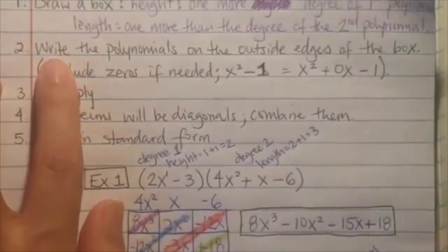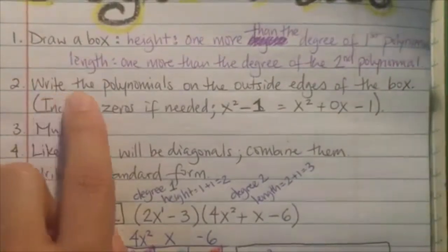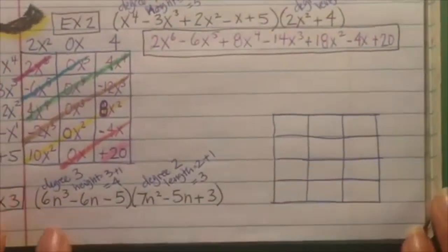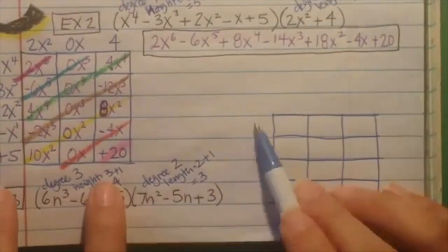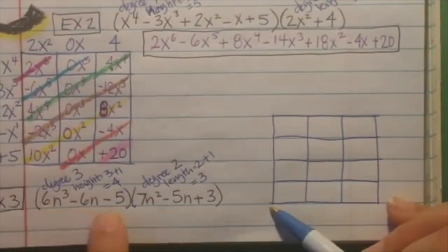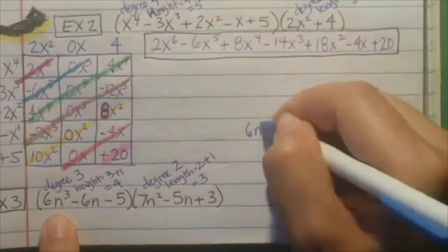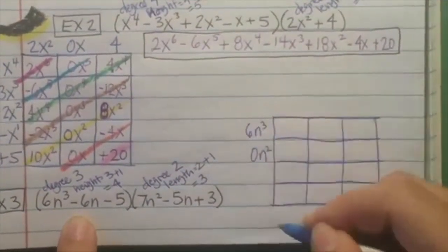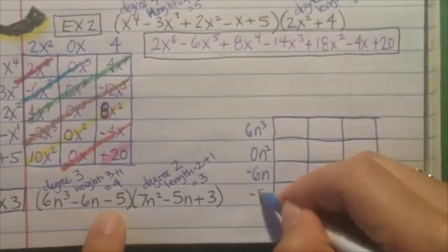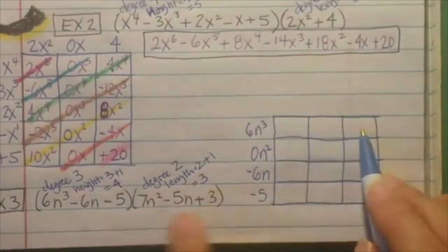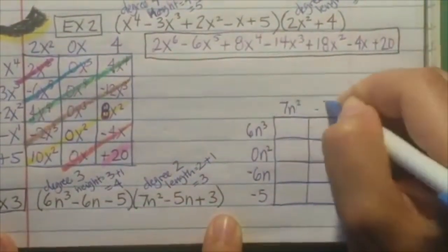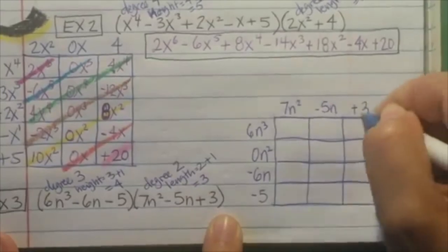Write the polynomials on the outside edges of the box. Make sure you include those zeros. Alright, so first one, you'll see there are 3, so I'm missing 1. Which one am I missing? It's supposed to go 3, 2, 1. I'm missing the 2. So it's going to go 6n cubed, 0n squared, because I was missing the 2, then negative 6n, and then negative 5. So I got all of them. Then this one has 3, so it's perfect. 7n squared minus 5n plus 3.